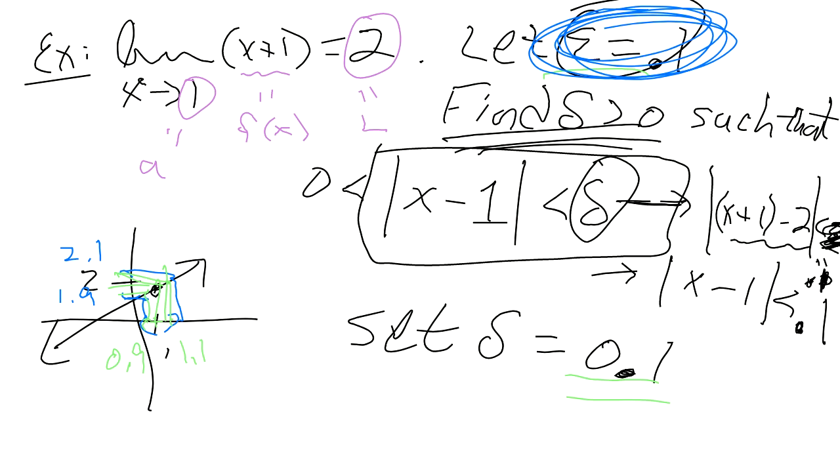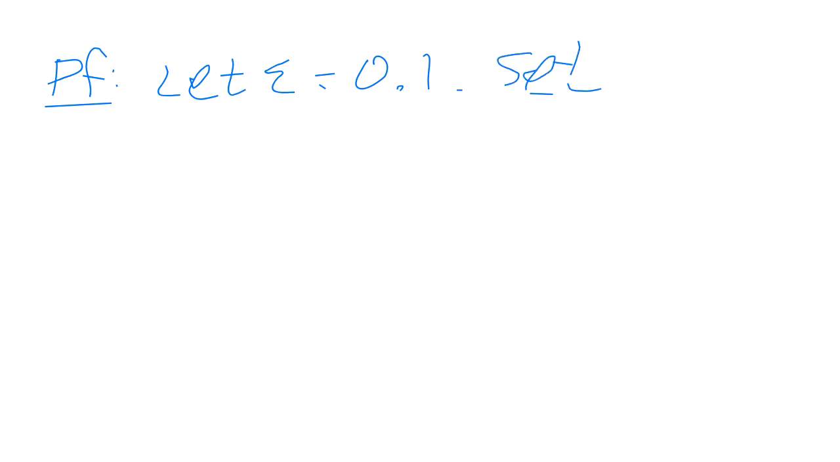So I've got to erase and start over. So, proof. Let epsilon equal 0.1. All right, I've got 2 minutes, so I'm going to finish this one up. So now we do the let-set. This is where the let-set comes in. Set delta equal, we did our scratch work, so delta in this case is going to be the same, 0.1.